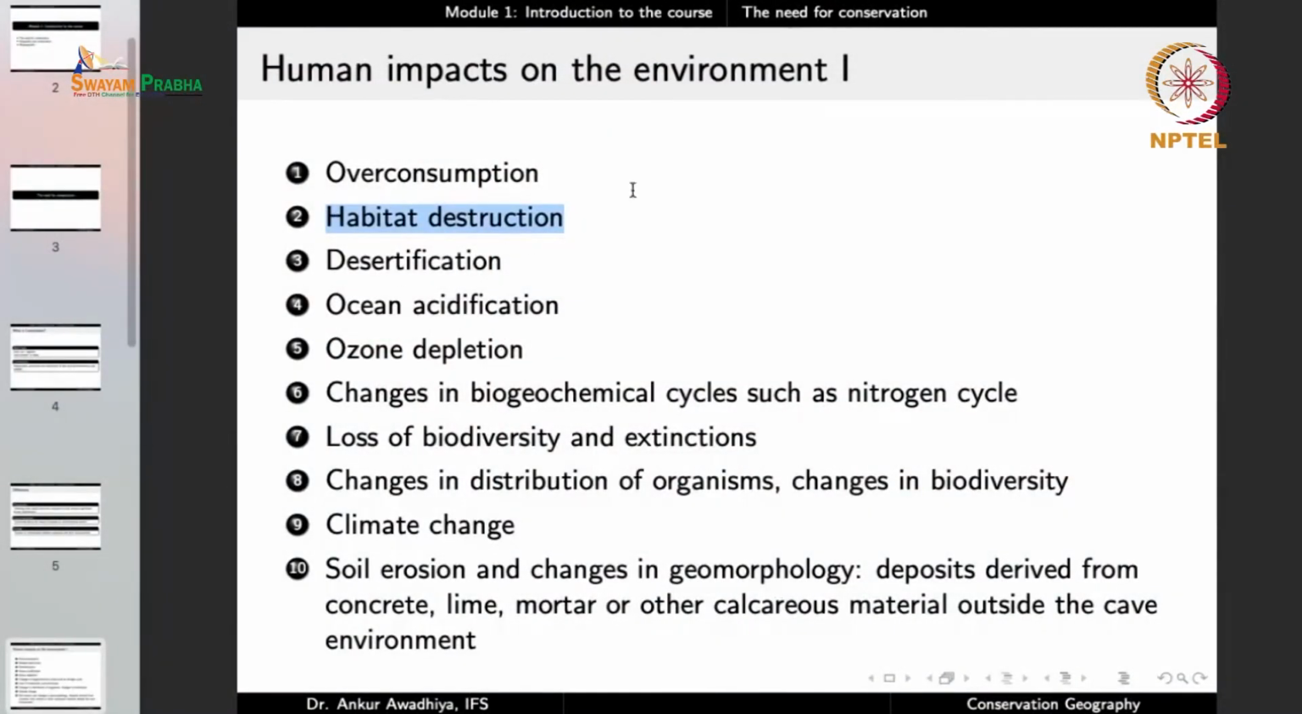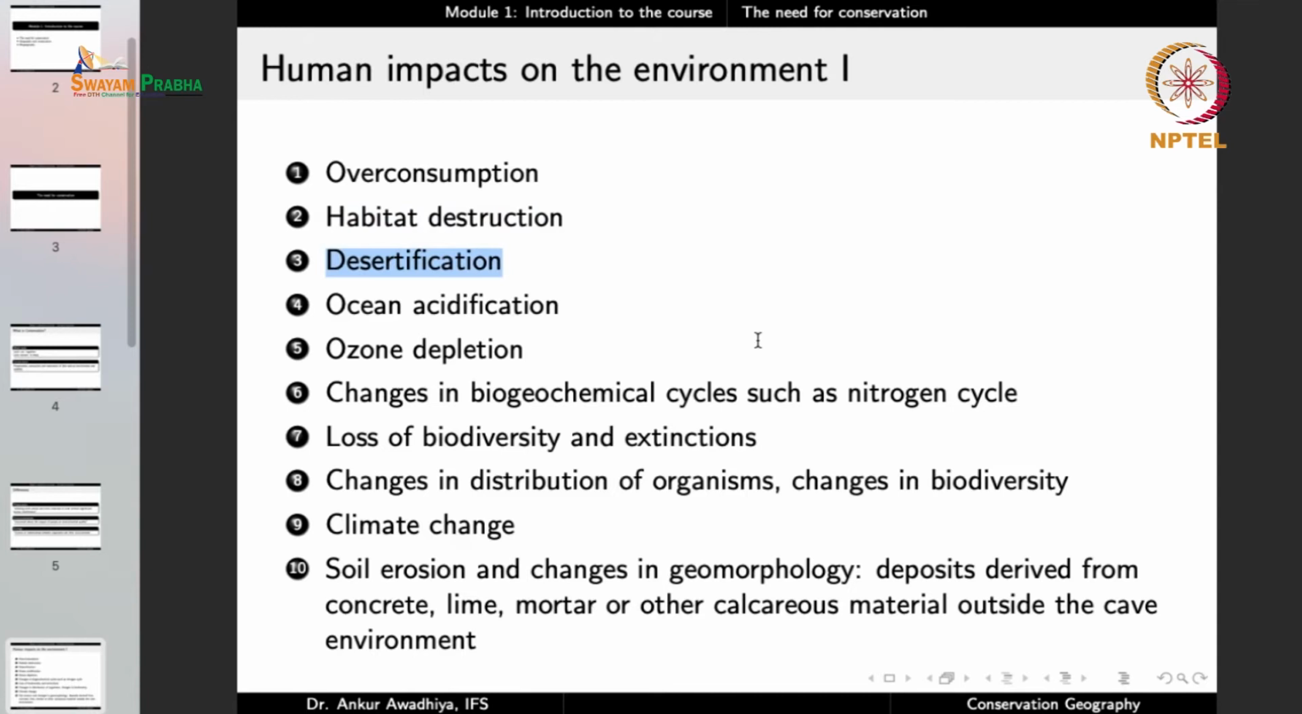So through these four processes of habitat fragmentation, habitat degradation, habitat loss, and habitat displacement, we are actually destroying habitats. And because of that, a large number of our species are now on the brink of extinction.